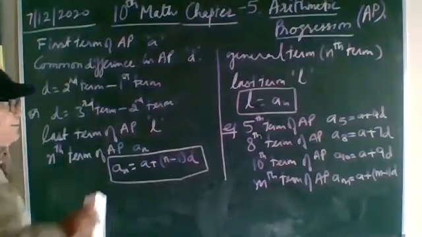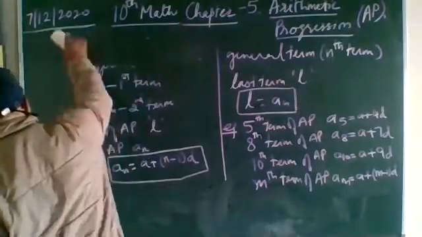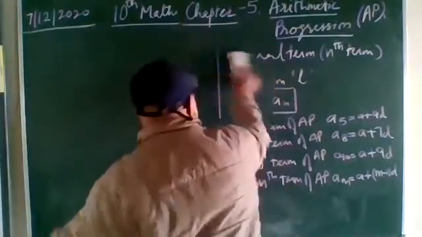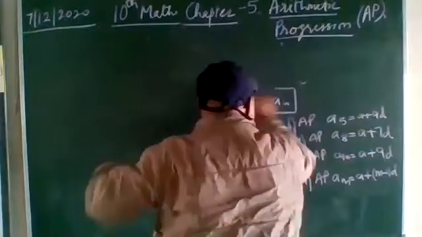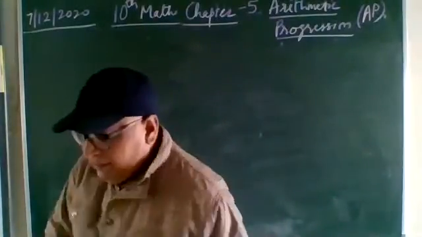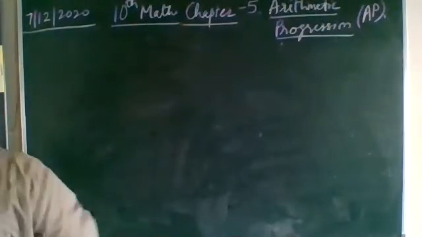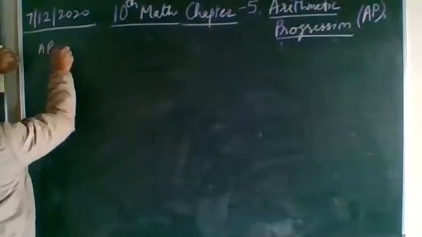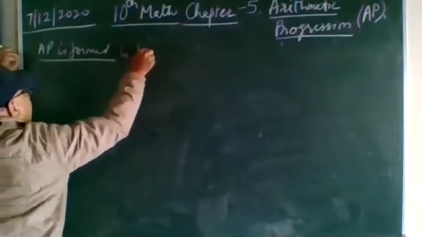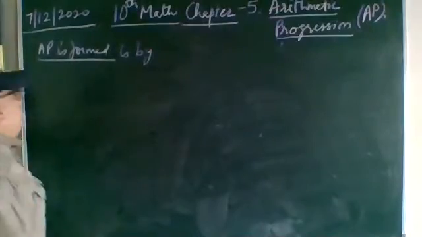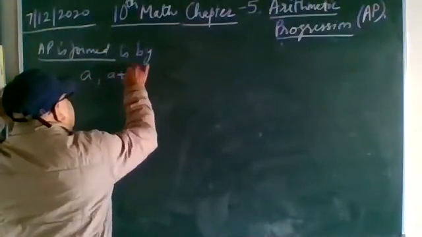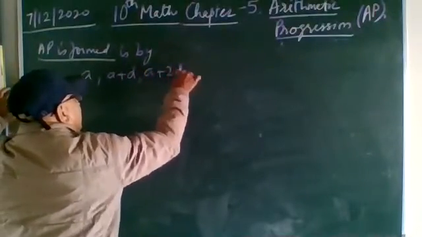Now move to the next part. Now we have how to form an AP. An AP is formed by a, a plus d, a plus 2d, and so on.